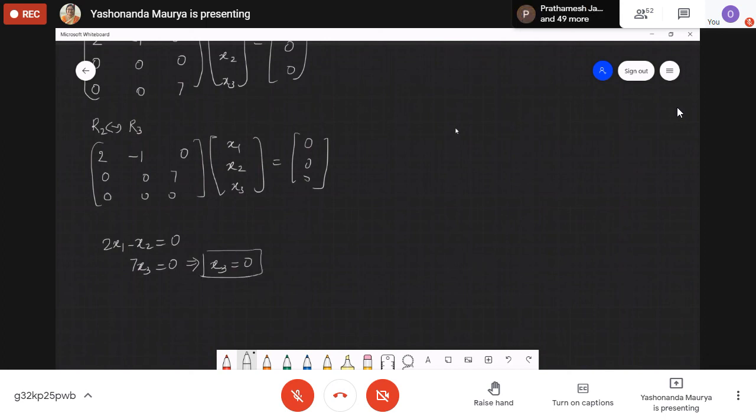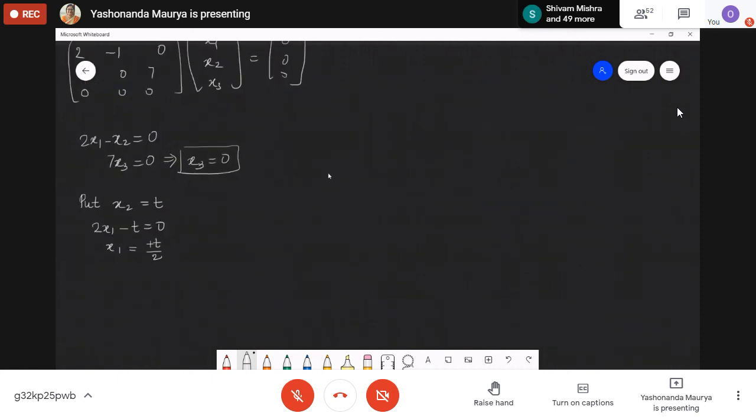And how do we solve this part of it? We still need to get the value. See, we got the value of x3, but the values of x1 and x2 are still remaining. We cannot find them. So always there will be at least one variable that we need to initialize. So which one you want to initialize? Your choice. Put x2 is equal to, say, t. Okay, so when we put this, therefore 2x1 minus t is equal to 0. x1 is equal to minus t by 2. Oh, sorry, plus t by 2. Okay, so we got all the values over here.